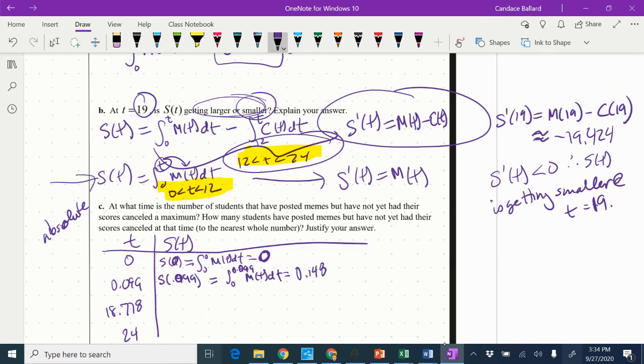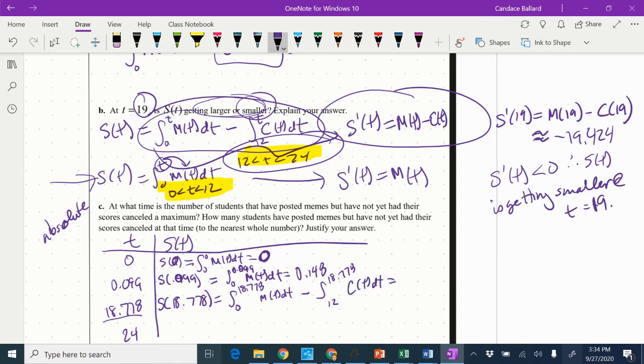All right, then I am going to find S of 18.778. So I'm integrating from 0 to 18.778. Okay, so now because I am in this one, I now want to use this function. Notice the first part of the formula goes from 0 to t. The second part goes from 12 to t. So I'm integrating this one for m of t, and then I'm subtracting the integral from 12 to 18.778 of c of t dt.